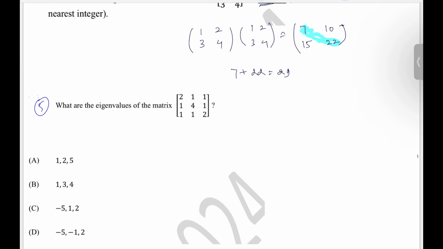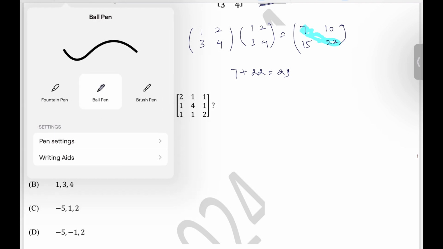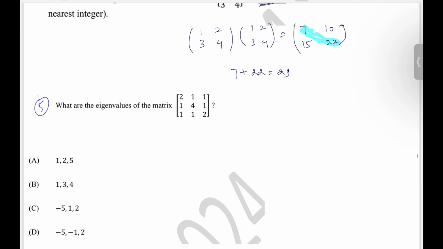And next we can find the product of the eigenvalues. The product of the eigenvalues is nothing but the determinant of this matrix. So what will be the determinant of this matrix? 2 times (4 times 2 minus 1), that is 7, so 2 times 7 minus 1 times (2 minus 1), that is 1, again plus 1 times (1 minus 4), that is minus 3. So that is 14 minus 1 minus 3, that is 10. So the product of these eigenvalues should be 10. If you multiply these, 2 times 5 is 10 times 1 is 10, right? And if you multiply this one, that would be 12. So the correct answer for this question is A.